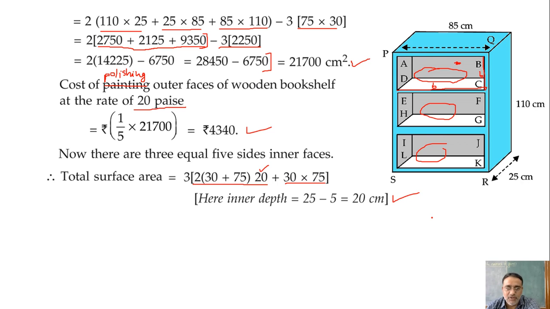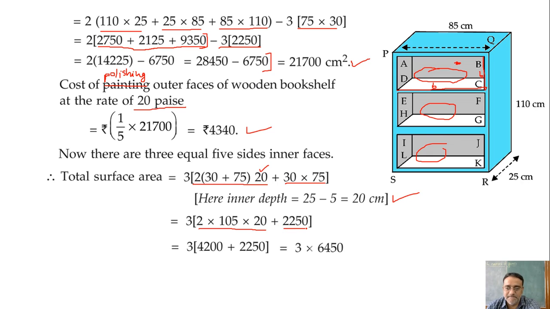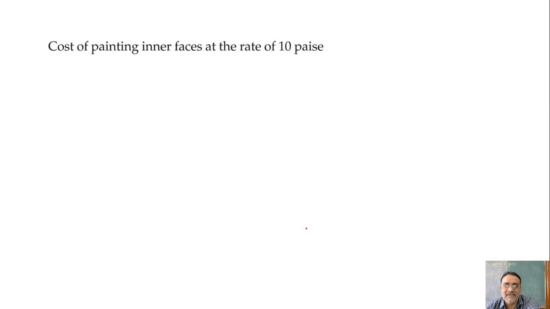Okay, so 3 into 2 into 105 into 20 plus 2250. So if you multiply all these, you will get 4200 plus 2250, that is 6450 into 3. So 19350. This is the total surface area of painting inside. So the cost is given 10 paise. 10 paise means 1 by 10 rupee. So 1 by 10 into 19,350, ये दोनों को cancel कर लो. So we are getting rupees 1935.